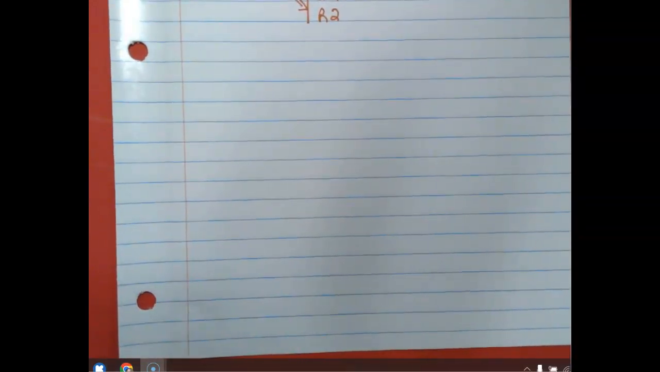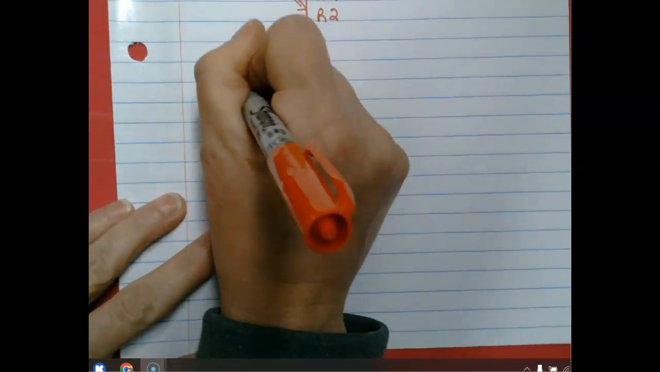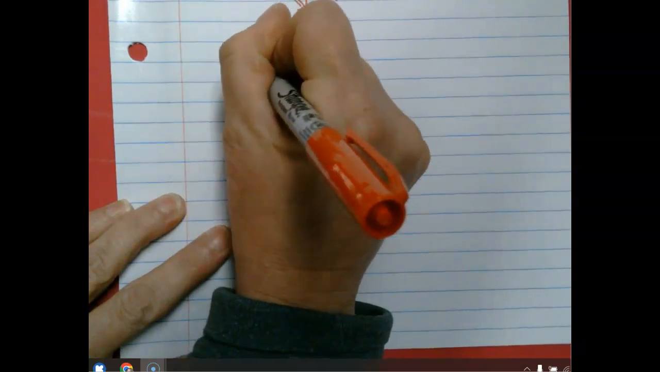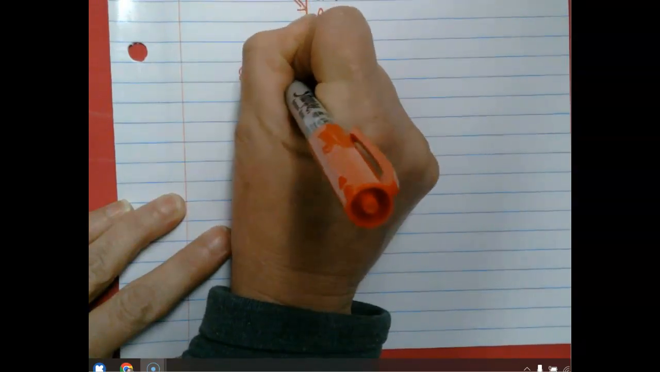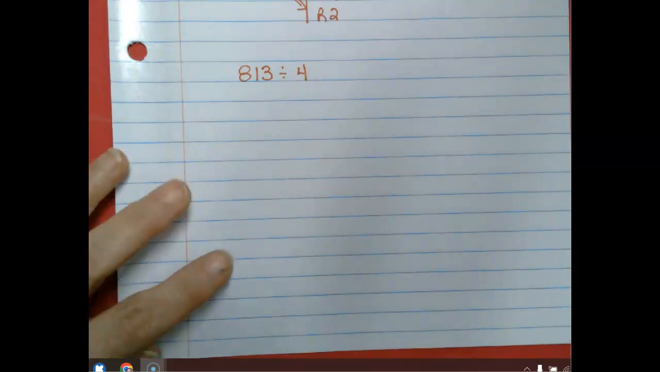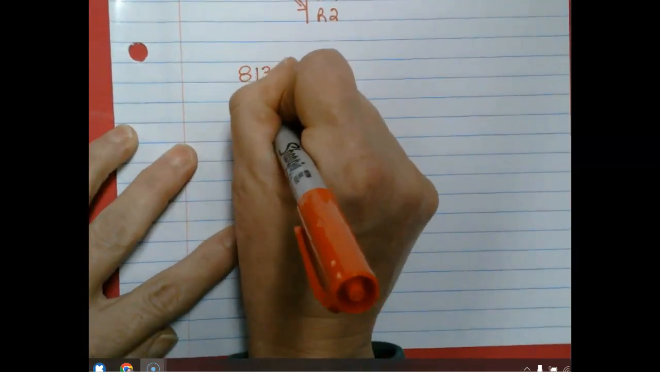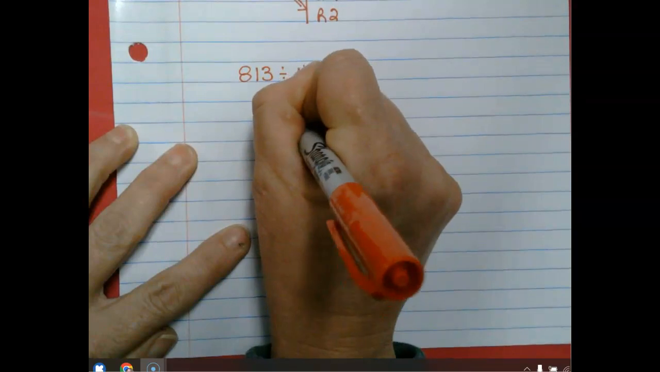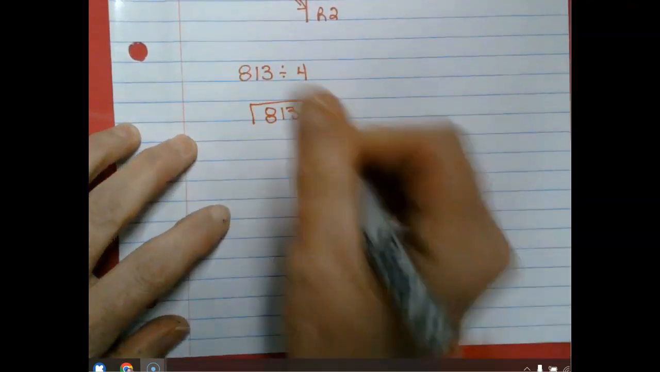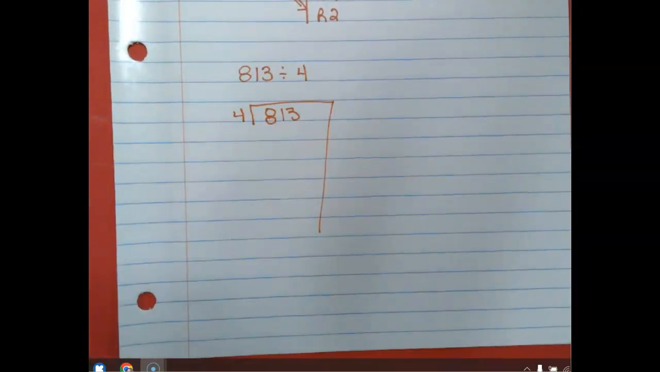Okay? So let's do the division problem 813, and I want to divide that by 4. Okay? 813 divided by 4. So let's set this up. I'm going to put my 813 inside my Super 7. Okay? And 4 is going on the outside as my divisor.